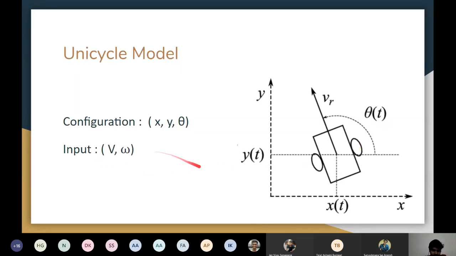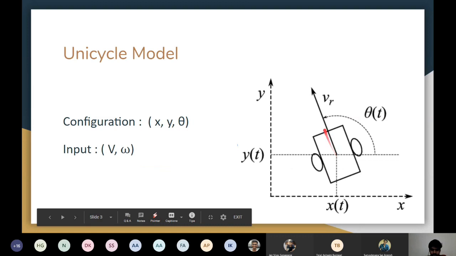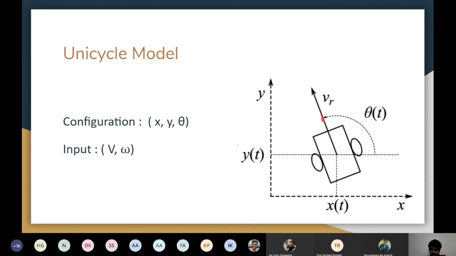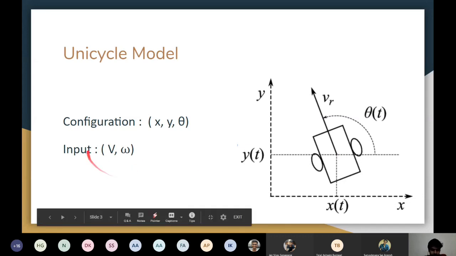Now, input as in how are we gonna control our bot? So it is gonna be through a linear velocity in the direction in which it is pointed at that particular instant of time, that is theta t, and there'll be an angular velocity, okay, and everything is with respect to the right hand rule. So, going forward from here, in controls, what we do is to generalize our algorithms for every system. We derive it in terms of V and omega, and we do not dive much into the model.